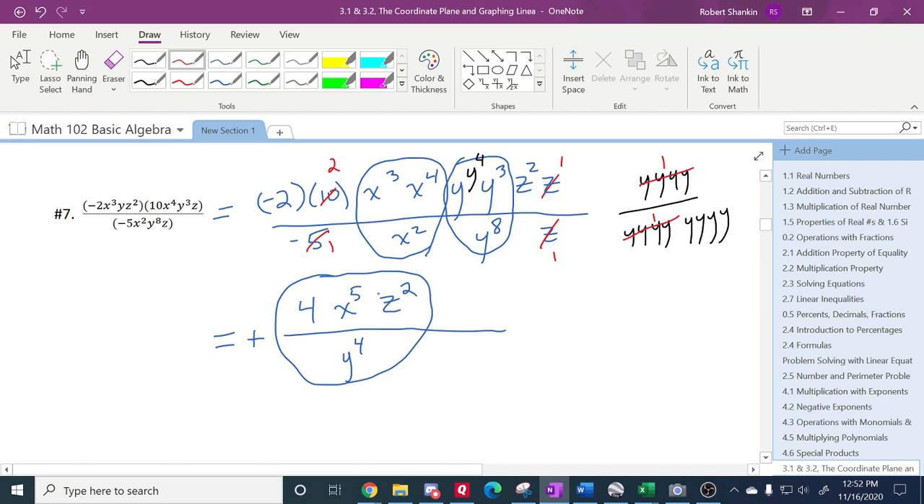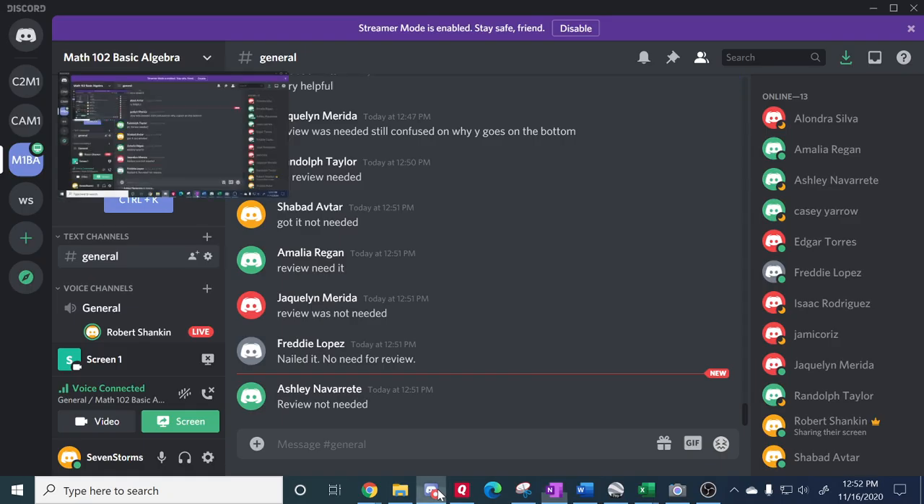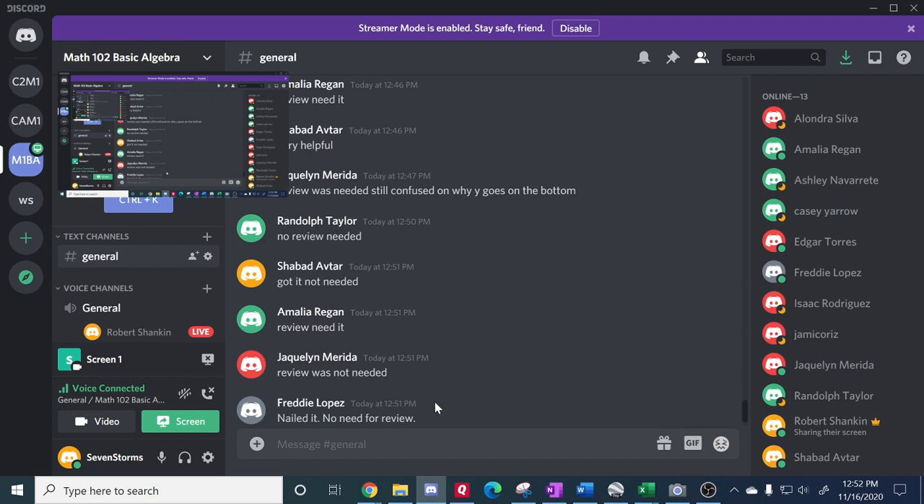So Jacqueline, you weren't the only one. Randolph was talking about getting them on the right side of the fraction as well. Hopefully that clears it up a bit. Let me look back. It did, thank you. You're welcome.